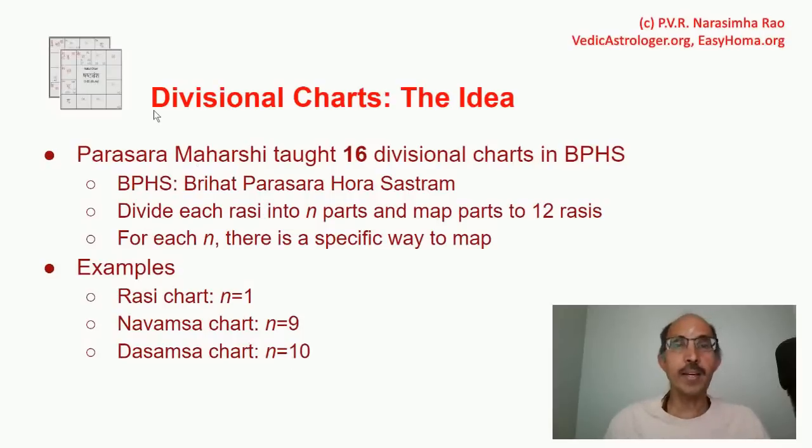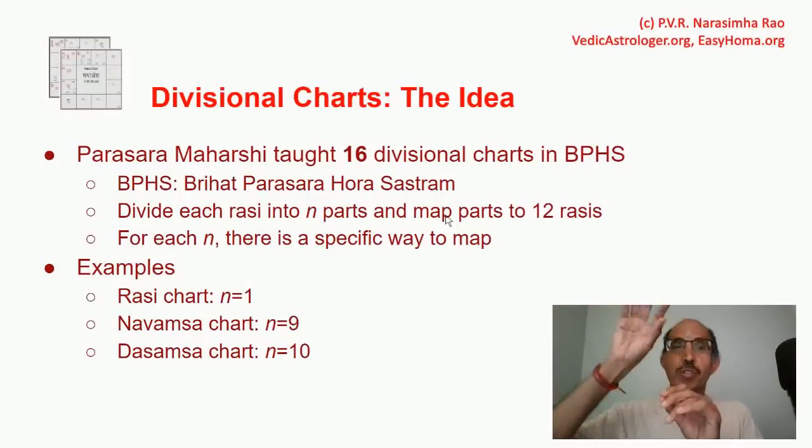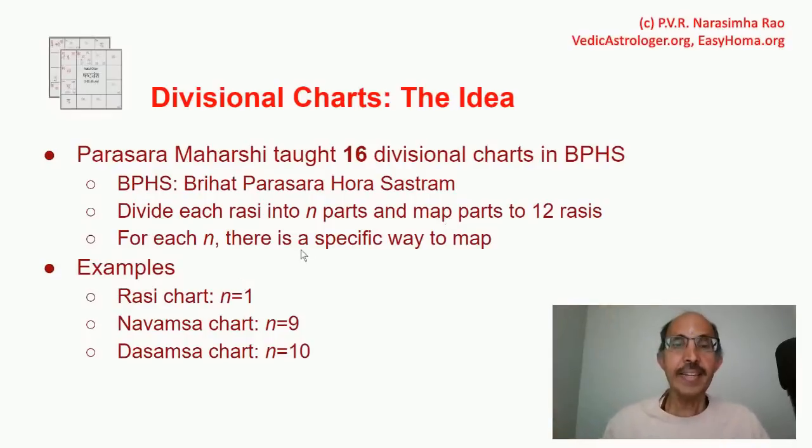There are charts known as divisional charts, or in Sanskrit, they are known as Varga chakras or Amsha chakras. Parashara Maharshi taught 16 of those in his magnum opus, BPHS, Brihat Parashara Hora Shastram. Basically, the basic idea is each Rasi or zodiacal sign is divided into n parts, and each of those parts is mapped to the 12 Rasis back. And then placing those planets in those Rasis, you make a chart. And for each n, there is a specific way you map those parts of various signs to other signs. And he defined 16 charts like this.